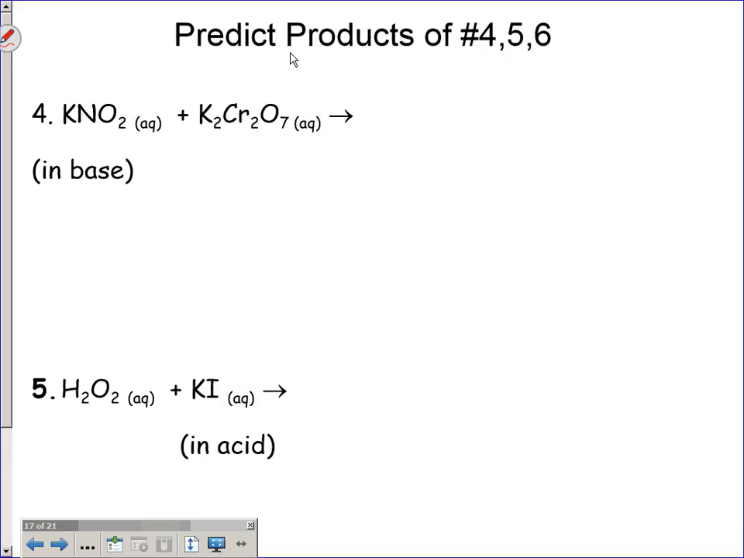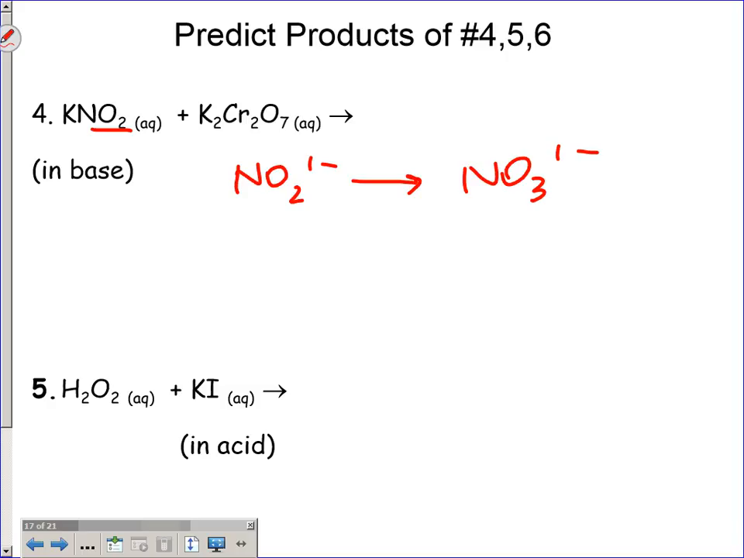So, potassium nitrite, potassium dichromate, what's one of the products we know it's going to produce? Levi. Okay, so you're saying the nitrite is predicted to form nitrate. So I'm writing this in half reactions, because you can see it's in base, right? So it's going to be balanced in base. So we're going to have to kind of deal with that. Okay, so the potassium and the potassium are both spectator ions generally.